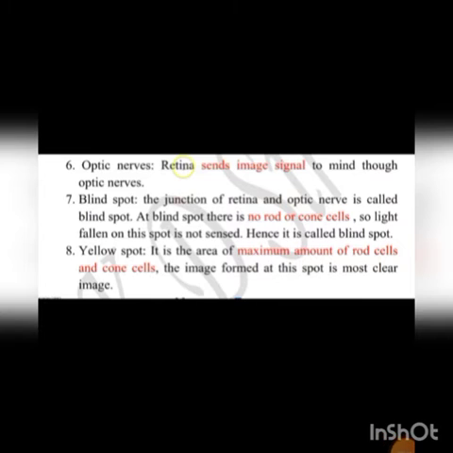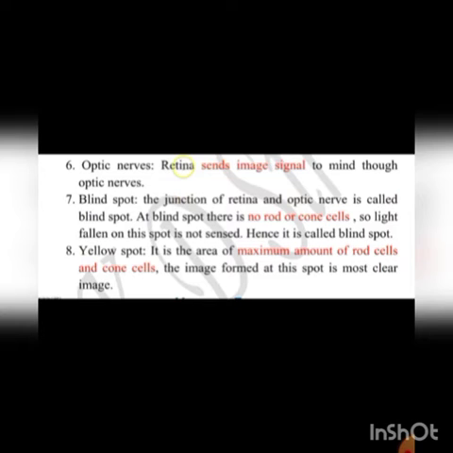Sixth one, optic nerve. Retina sends image signal to the brain through optic nerves. Seventh one, blind spot. The junction of retina and optic nerves is called blind spot. At blind spot, there are no rod or cone cells. So, light falling on this spot is not seen. Hence, it is called blind spot.